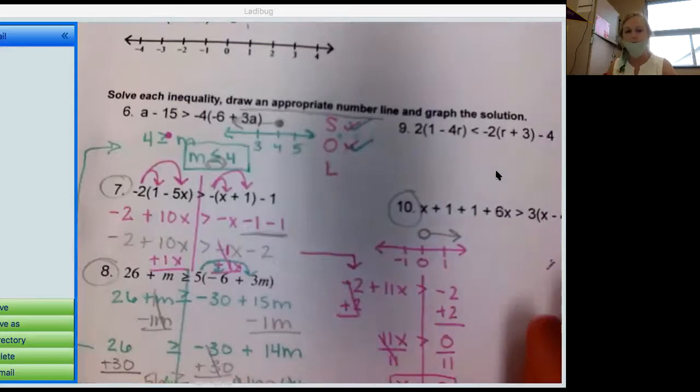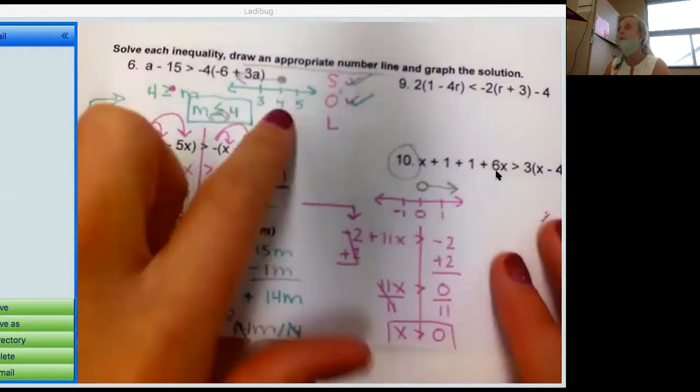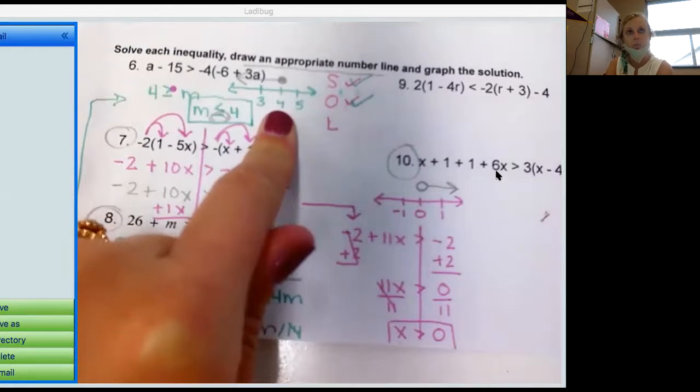I low-key feel like y'all don't even need my help. The graph's up here, if you're trying to get the graph still. Sorry, I ran out of room.